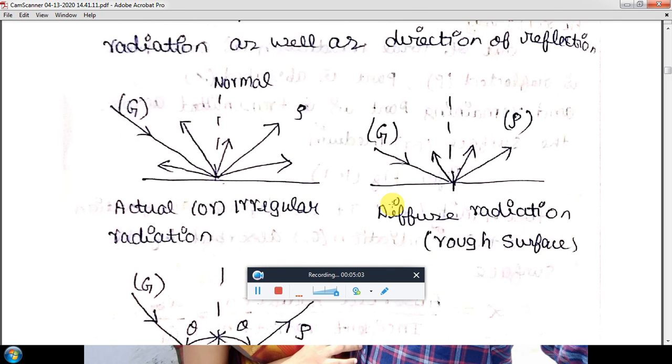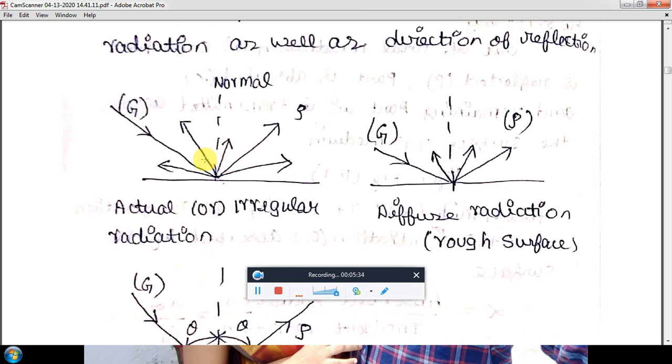So irregular or actual radiation means a part of the incident radiation will be incident on a surface. The irradiation will fall on a surface, and a part of the radiation will be reflected irregularly. It will be reflected in different directions, and the wavelength will not be equal. And the angle between these reflections will not be similar.